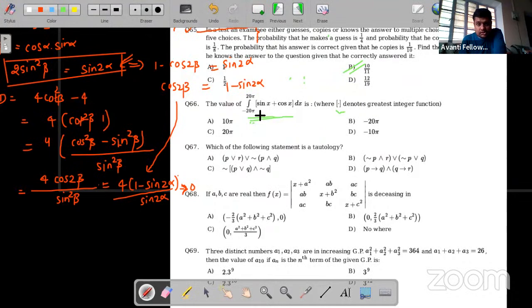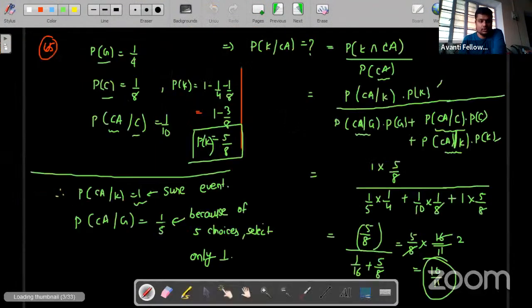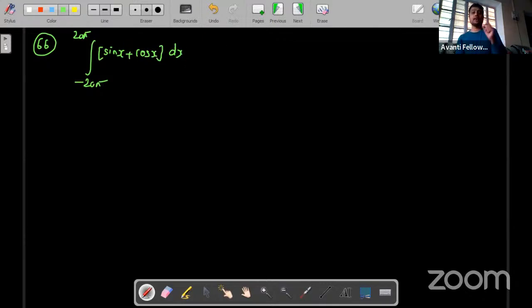The greatest integer function of sin x plus cos x dx is given. Okay, so we'll go to a new page and solve the integration from minus 20π to 20π of the bracketed sin x plus cos x. Whenever we see a bracket part, we have to break the function where its value takes an integer value. Remember this concept.